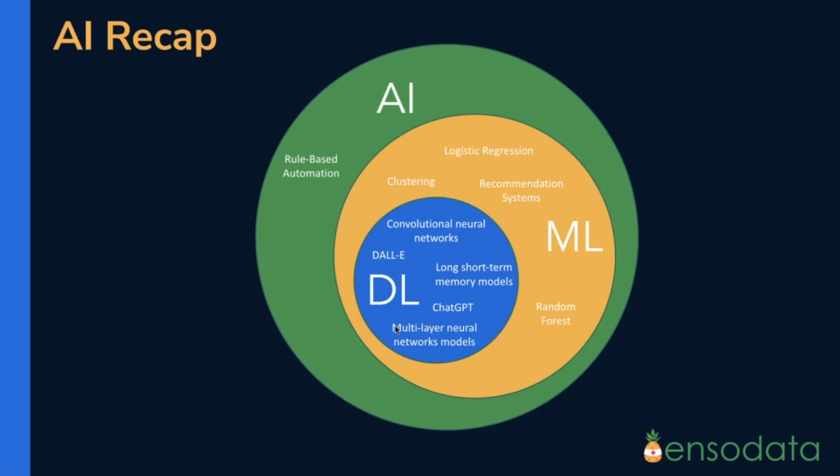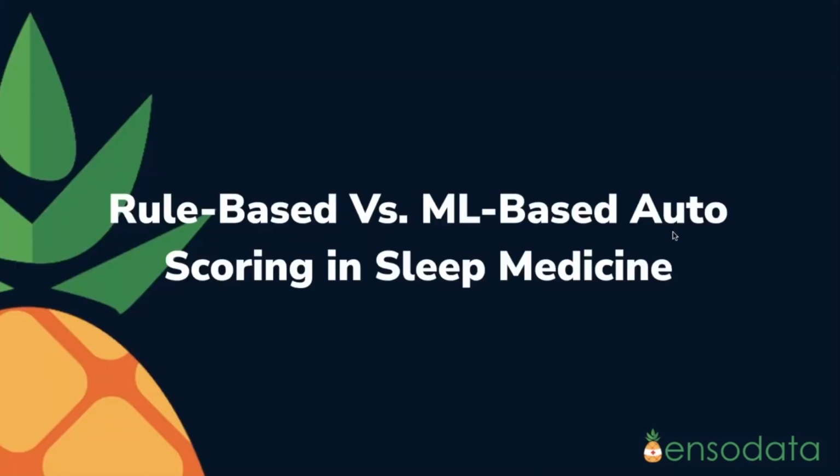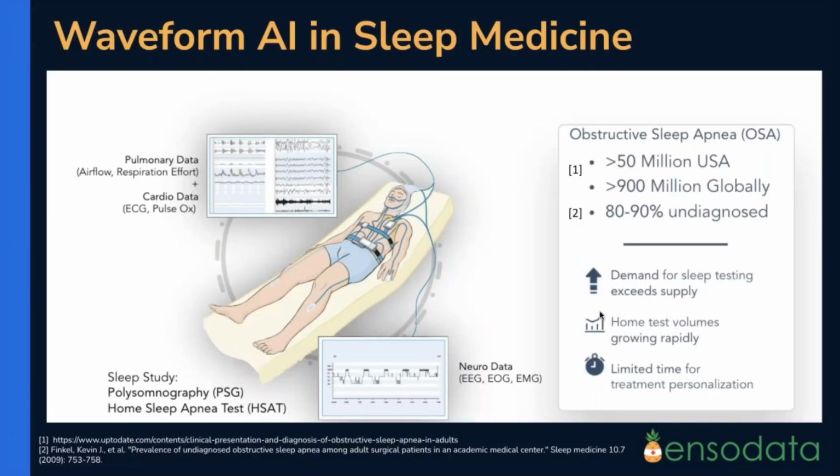But one final thing I want to emphasize before I close out this section and move to the next section is that a lot of the examples that I just shared would have been very difficult or even impossible to implement 10 or even 15 years ago, and only truly became possible in recent years with the surge of developments in this whole field of deep learning and machine learning. All right, so now let's talk about rule-based versus machine learning-based auto-scoring in sleep medicine.